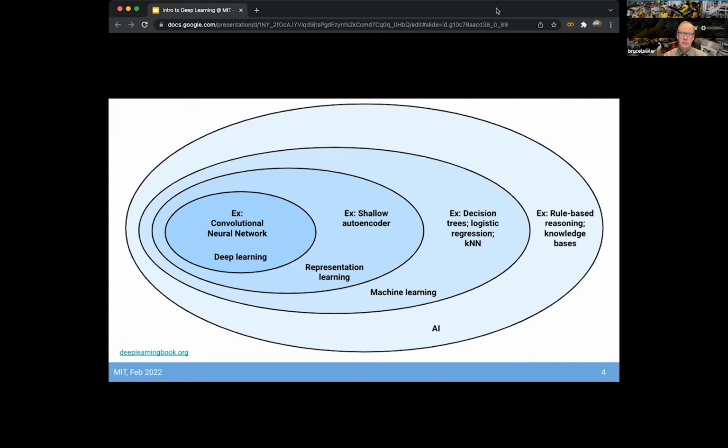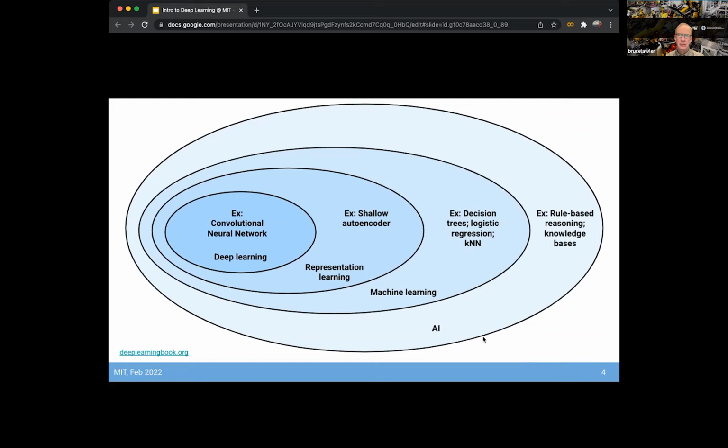Zooming in a little bit, you have machine learning. And machine learning is a fancy way of saying programming with data. You can think of it as programming with statistics. And machine learning has been around for many, many years. And many machine learning models are a lot simpler than they sound.